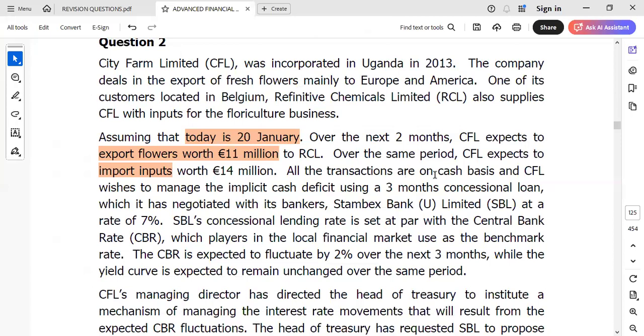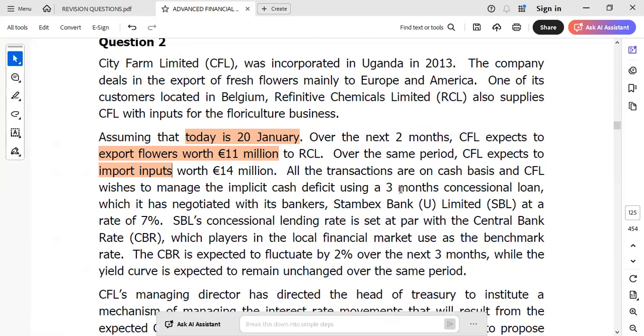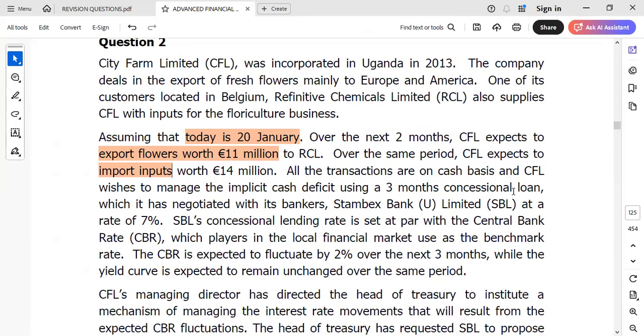All the transactions are on the cash basis, and the CFL wishes to manage the implicit cash deficit using a 3-month concessional loan. So here it's a borrowing. You want to borrow that deficit of 3 million. You want to borrow a loan and make that payment, which it has negotiated with its bankers at a rate of 7%.